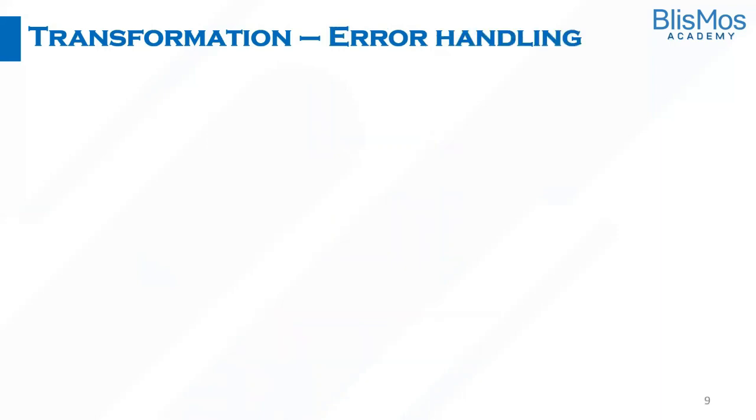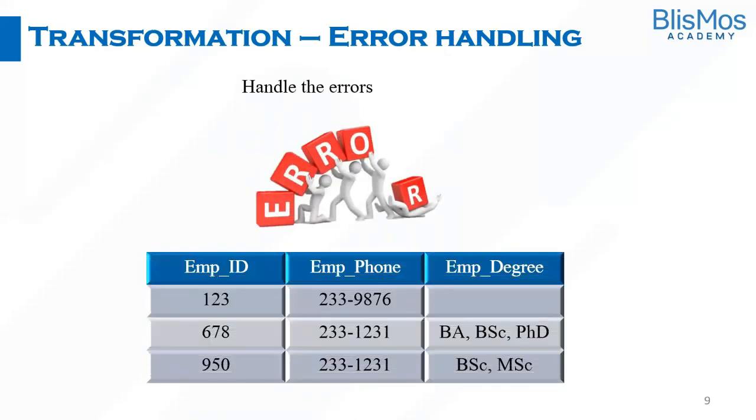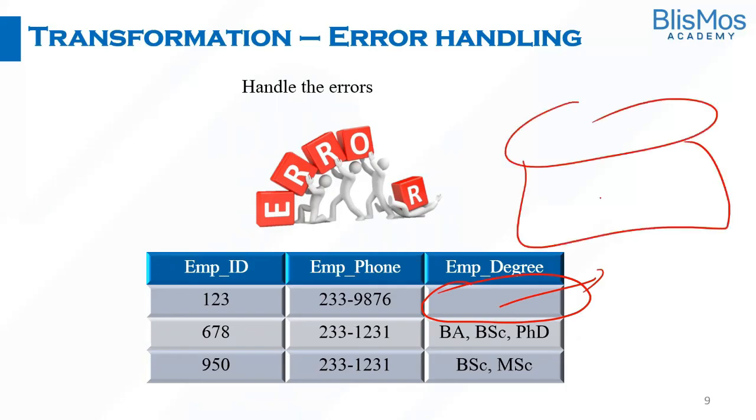Can you imagine any data without errors? You cannot. So you have to handle the errors as well before we move the data into the data warehouse. For example, here we have a column called EMP degree. Here there is nothing. What do I do by taking this data? Nothing. So take that out before I move the data into the data warehouse.